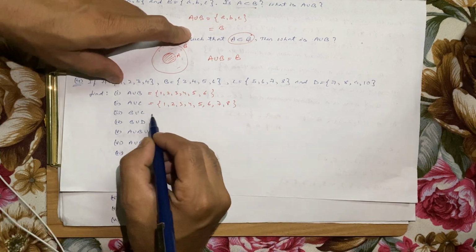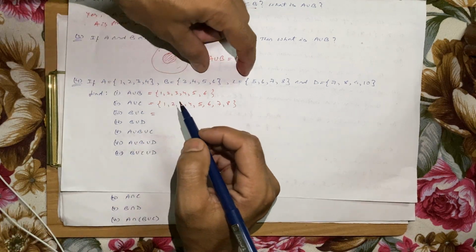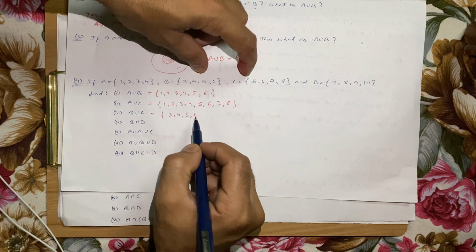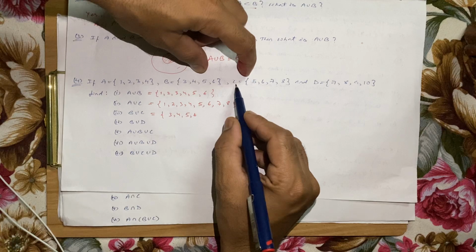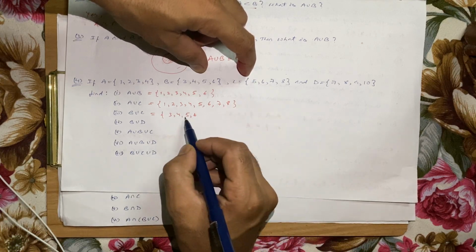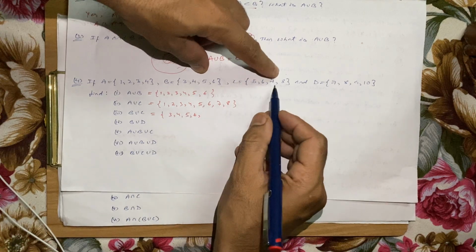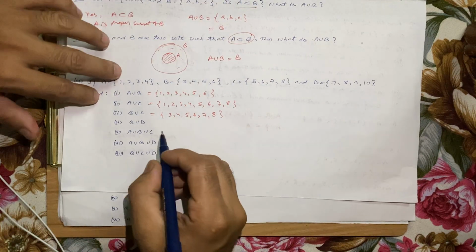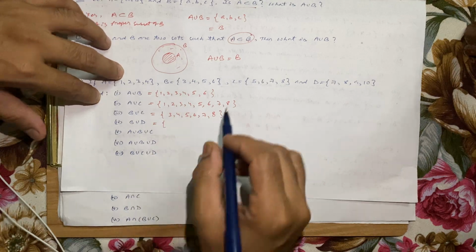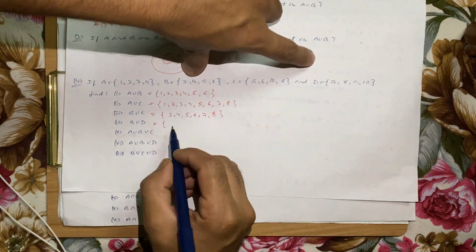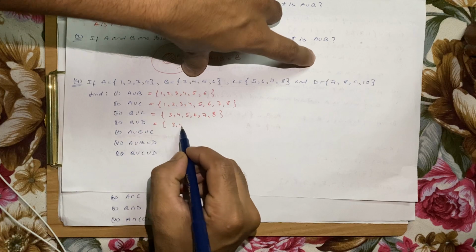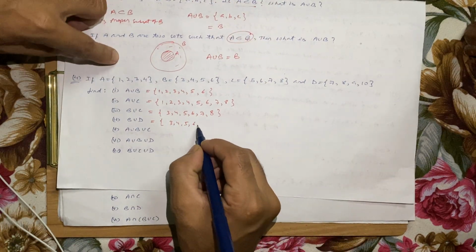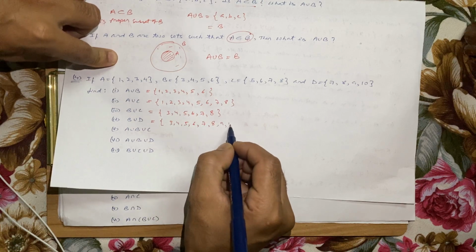Now B union C. B and C I need to combine. So all the elements of B are 3, 4, 5, 6. And of the set C, I have a 5, I have a 6, I cannot repeat, so I'll write 7, and then I'll write 8. So this is B union C. Now the next one is B union D. B and D I need to combine. The elements of B are 3, 4, 5, 6, and the elements of D are 7, 8, 9, 10. So I'll simply write 3, 4, 5, 6, 7, 8, 9, and 10.